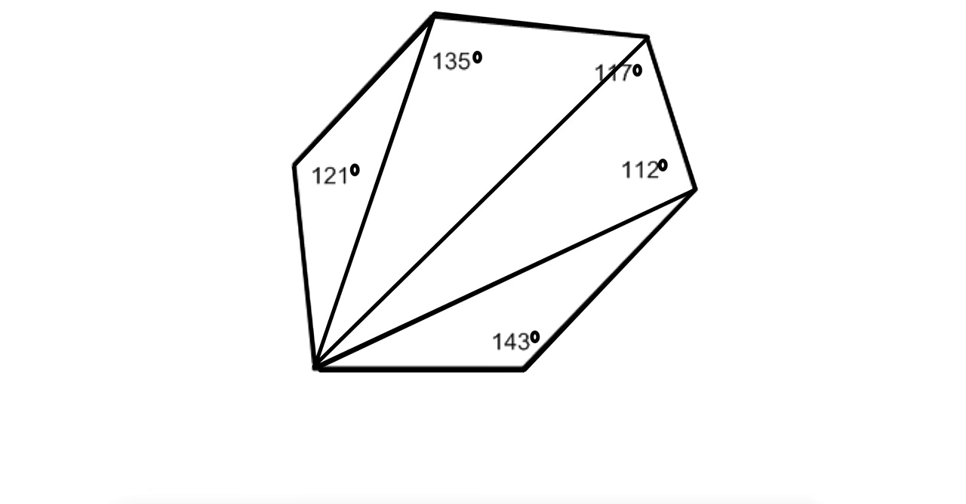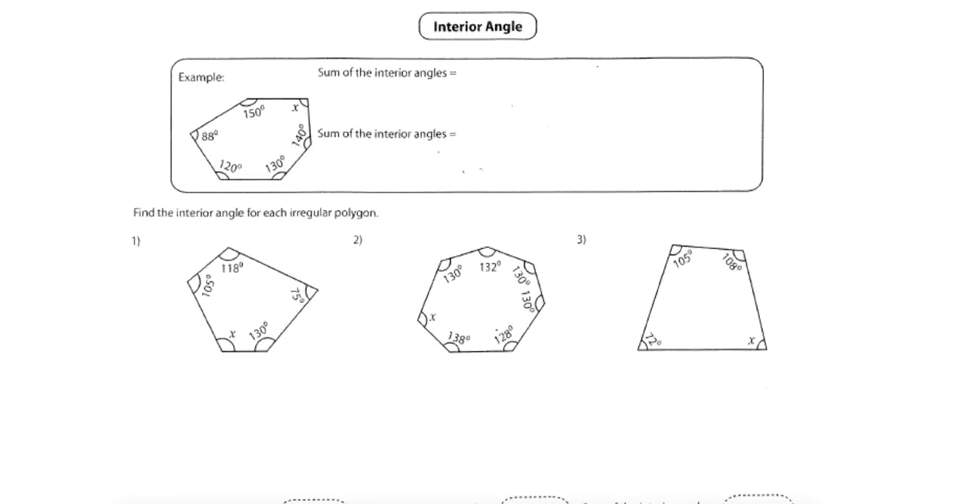So on your worksheet for today, it's going to look like this. I want you to show me the sum of the interior angles, how to find it using the formula. Add up your angles so you can find the missing one.